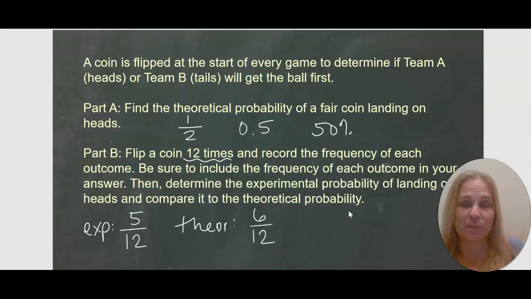So I only flipped it 12 times. So as we know, when it's a smaller number of coin flips, we may not get to that perfect 50-50, right? We need a lot of coin flips to get to that theoretical perfection of 50-50. So my experimental probability is 5/12, which is less than the theoretical probability of 6/12. And if we needed those in decimal form, 6/12, that's easy, that's 0.5. 5/12, I don't know how to do that in my head, and I don't have a calculator on hand. So we would do 5 divided by 12.